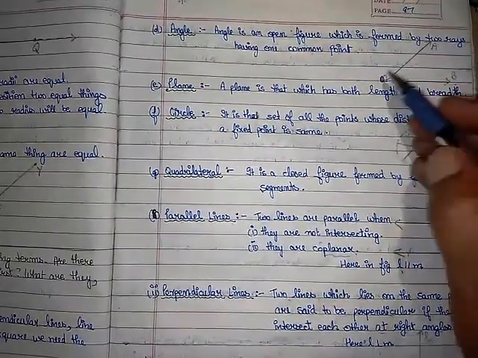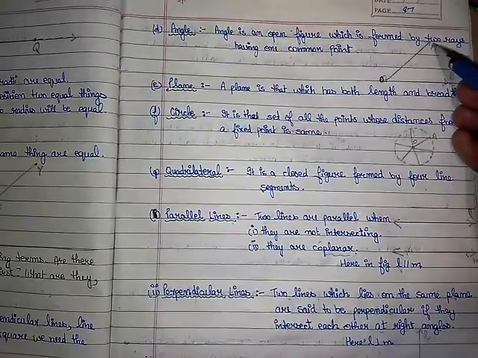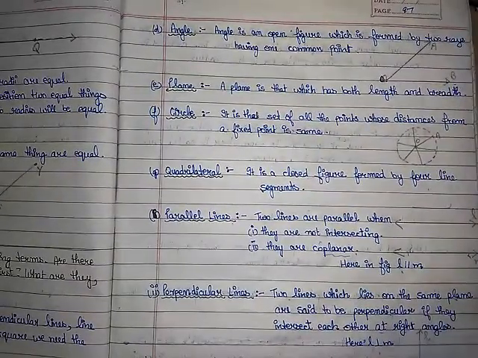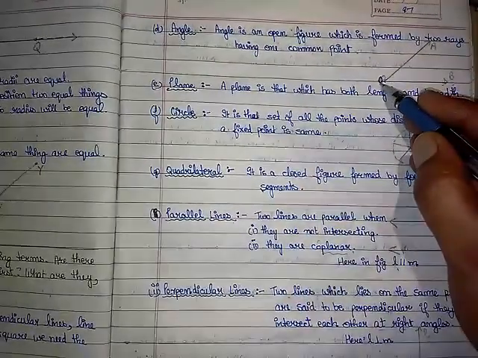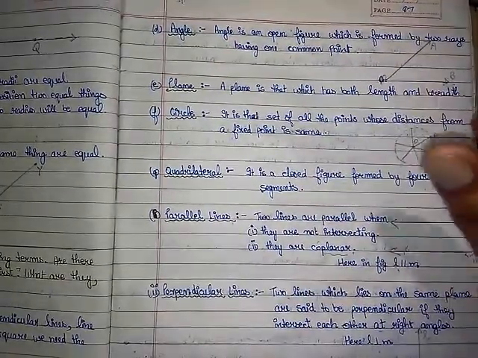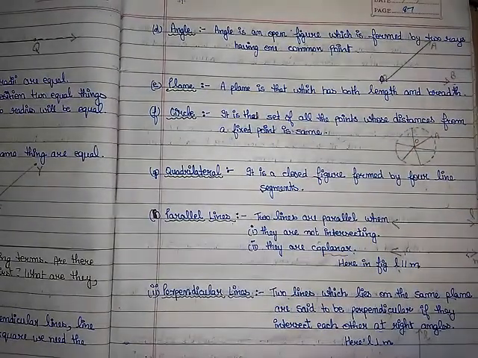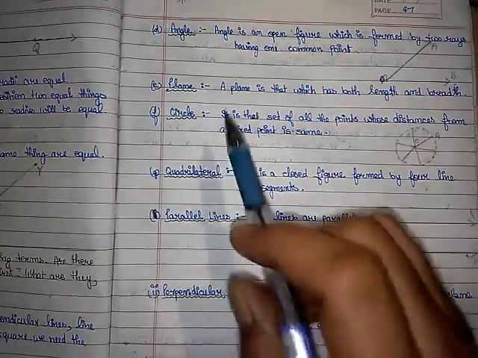Again we are repeating. So what can be the name of this angle? Angle AOB. Also it can be named as angle BOA, or it can also be named as angle O. So this is the way you can give a name to a given angle, right?